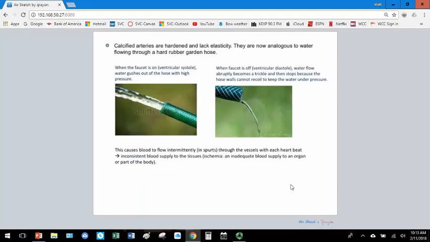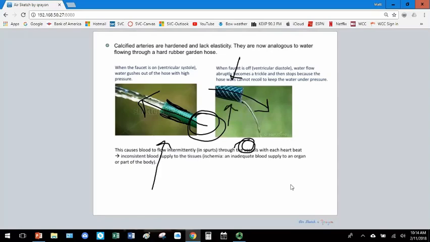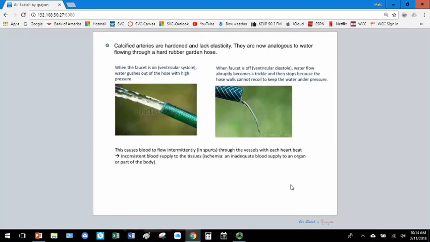So when we have these calcified arteries that lack elasticity, the arteries act like a garden hose. So when the ventricle contracts, it shoots blood out rapidly and there's a tremendous amount of pressure on the garden hose. And then when the ventricle relaxes, just a little bit of blood is coming out because the elasticity isn't there and it can't recoil to maintain the pressure. And so with every heartbeat, you have a lot of blood coming out, then a little. And this isn't good. This is inconsistent blood supply to the tissues.